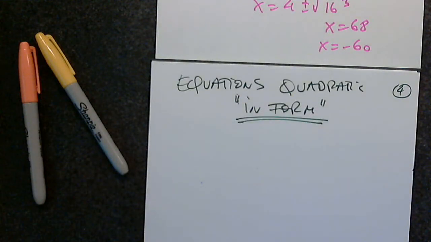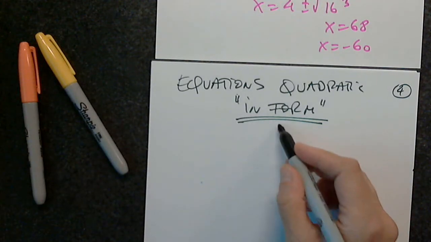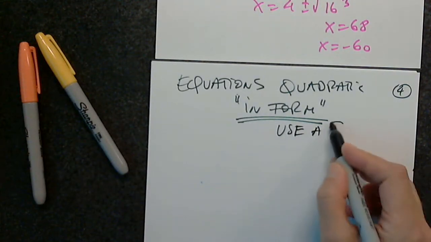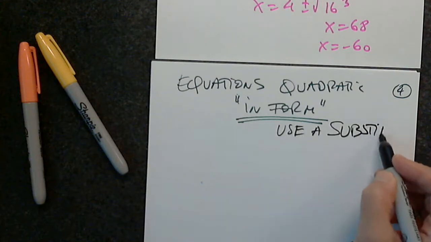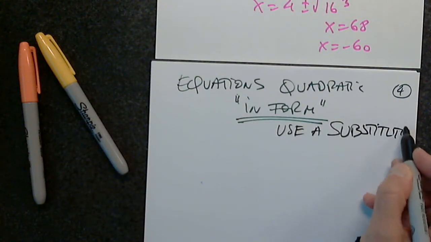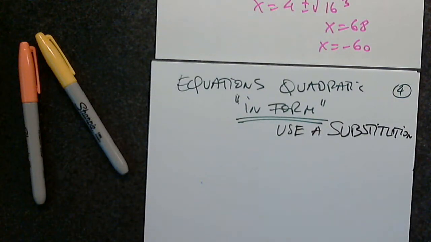Equations quadratic in form. What does it mean? Well, at the bottom of their hearts, they are quadratic, but they're not quadratic. But they can be replaced by a quadratic equation with the correct substitution. So we're going to use a substitution.